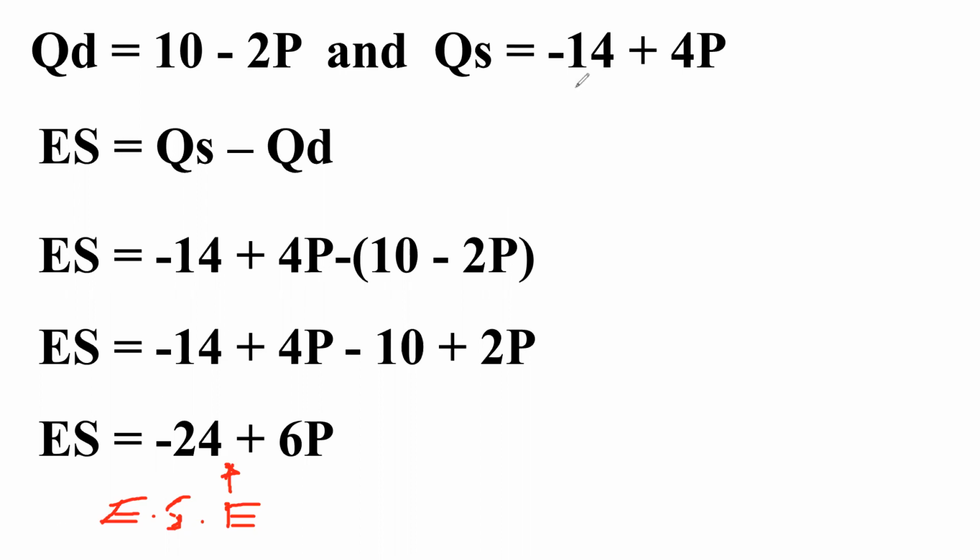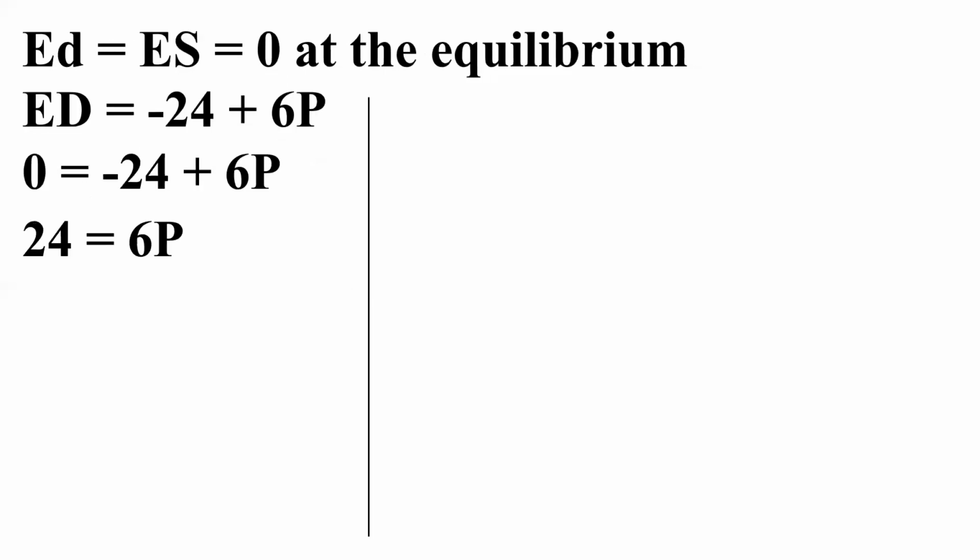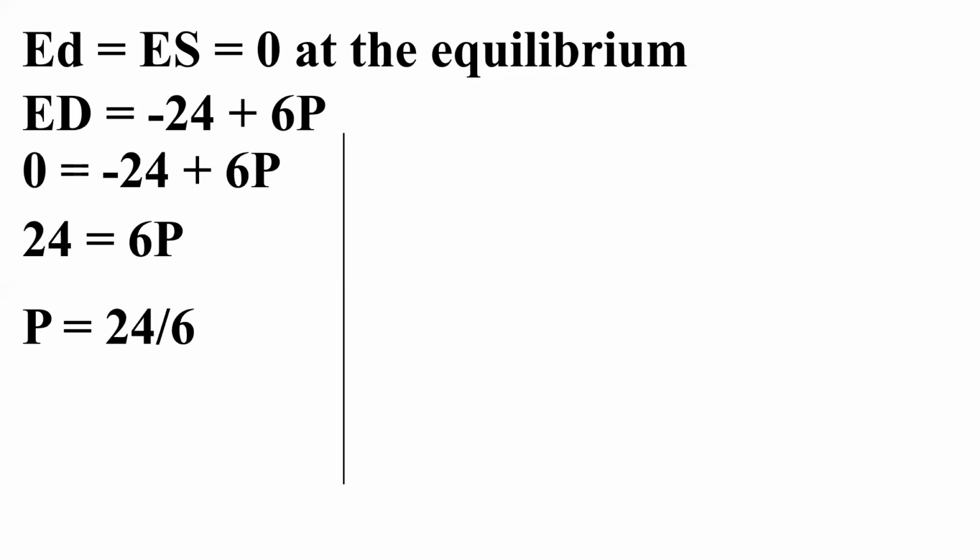Right. Now we have the excess demand equation and the excess supply equation. Let's see how to find the equilibrium using them. At the equilibrium, excess demand and excess supply are both zero. So we can take either equation. Taking the excess demand equation 24 minus 6P, and at the equilibrium, excess demand is zero. So when you solve this, 24 equals 6P, P equals 4.